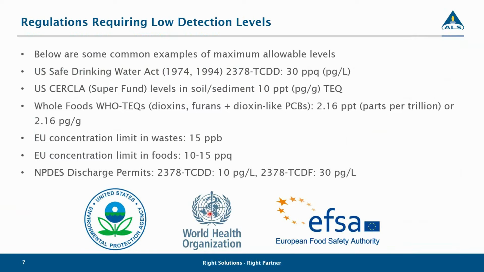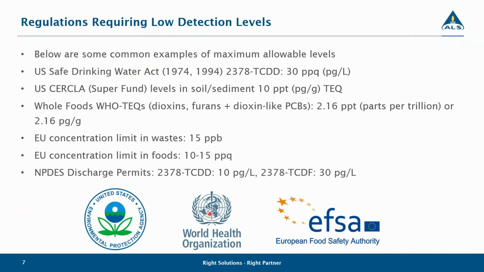These are common examples of maximum allowable levels. For the U.S. Safe Drinking Water Act, the maximum allowable level is 30 picograms per liter for the one compound 2378 TCDD. The Superfund sites for soil and sediment have a maximum allowable level of 10 picograms per liter for the TEQ calculation, which we will go over in a few minutes.